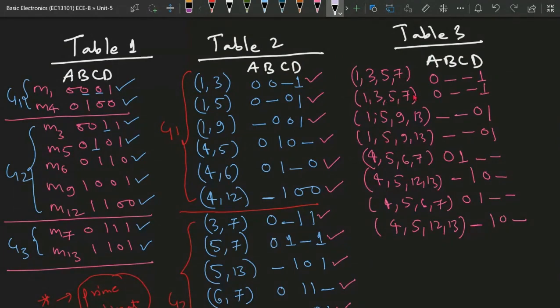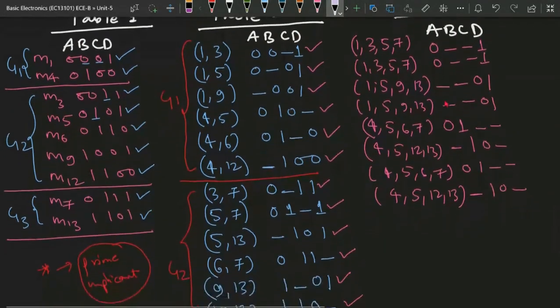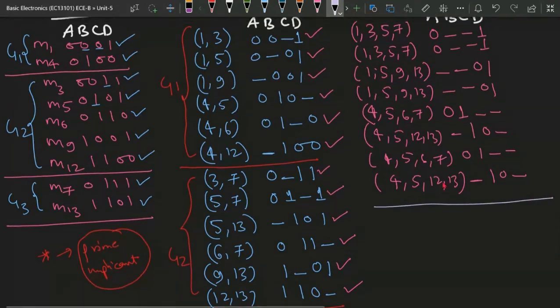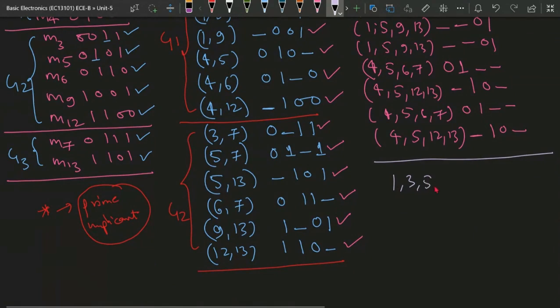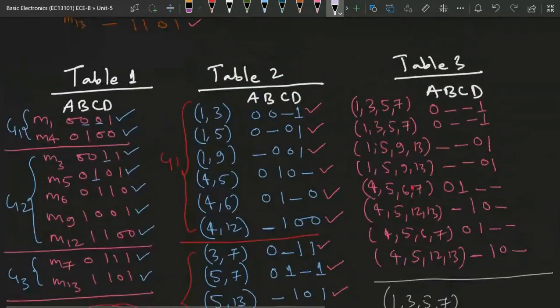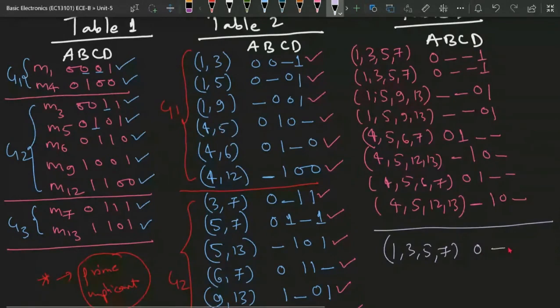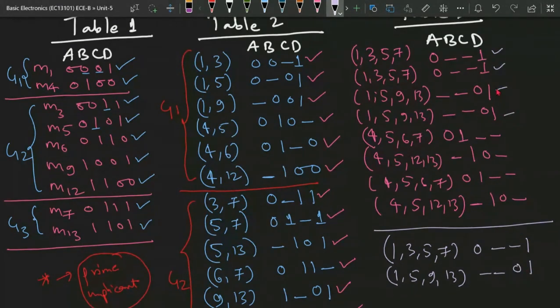1 3 5 7 and 1 3 5 7 are the same only. If there is a repetition, we will be writing it only one time. So it is 1 3 5 7. It is 0 dash dash 1. So it has been done. Then 1 5 9 13 and 1 5 9 13. That is dash dash 0 1. So this has been done.